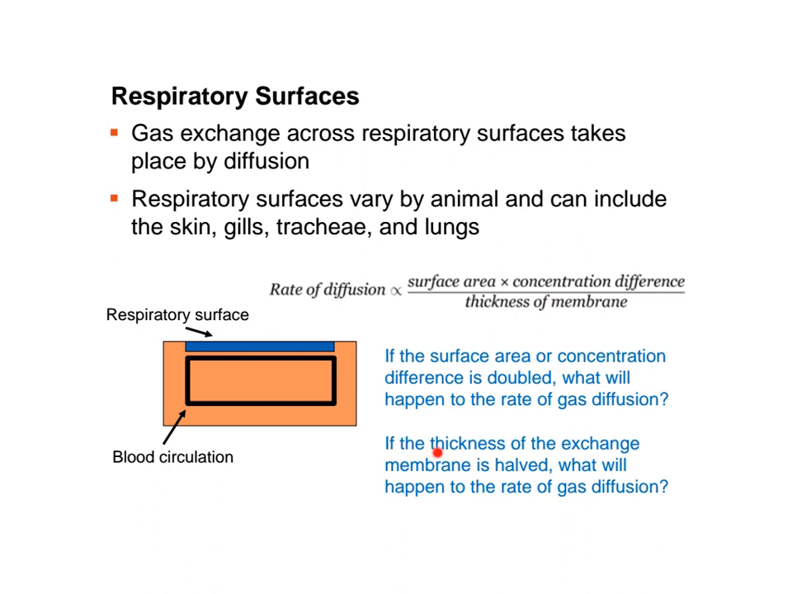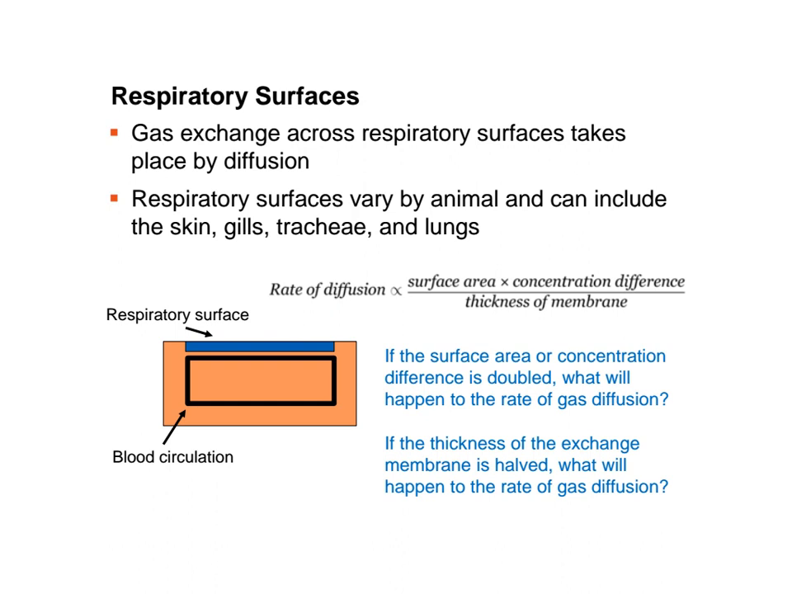Furthermore, if the thickness of the exchange membrane is halved, what will happen to the rate of diffusion? Well, if we could make the membrane thinner, then that'll actually increase the rate of diffusion. Conversely, if we make the thickness of the membrane greater, then that'll decrease the rate of diffusion. Say we double the thickness of the membrane, then the rate of diffusion would be halved.